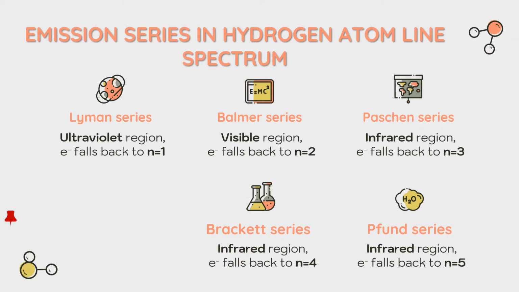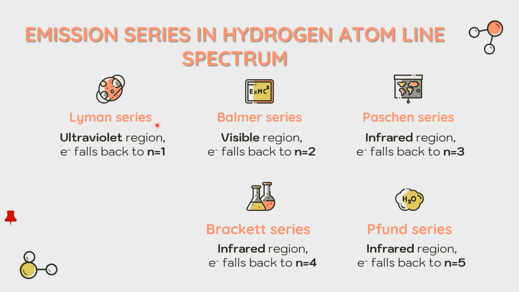Bohr theory can explain successfully the lines in the hydrogen atom by using this emission series. So we have about 5 emission series in hydrogen atom line spectrum. They are Lyman series, Balmer series, Paschen series, Brackett series, and Pfund series. The difference between all these series are in terms of the region and also in terms of where the electrons fall back to in the emission process.